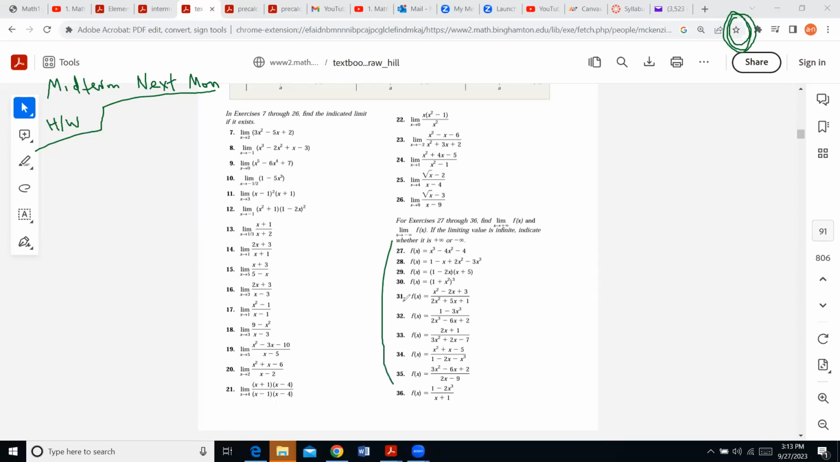So I can try one, let's say number 31, just to refresh your memories how we do the problems when the limit approaches, let's say, negative infinity for a change. Not positive, but negative. Because here they say do one with positive infinity and do one with negative infinity. Okay, so let's see what happens when we have negative infinity.